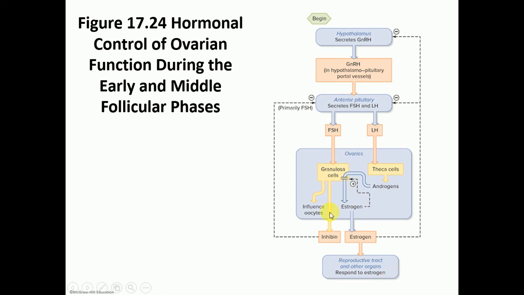These granulosa cells also make inhibin. Inhibin is going to inhibit the production of FSH from the anterior pituitary, while estrogen is going to inhibit the production of FSH and LH and the production of gonadotropin releasing hormone from the hypothalamus.